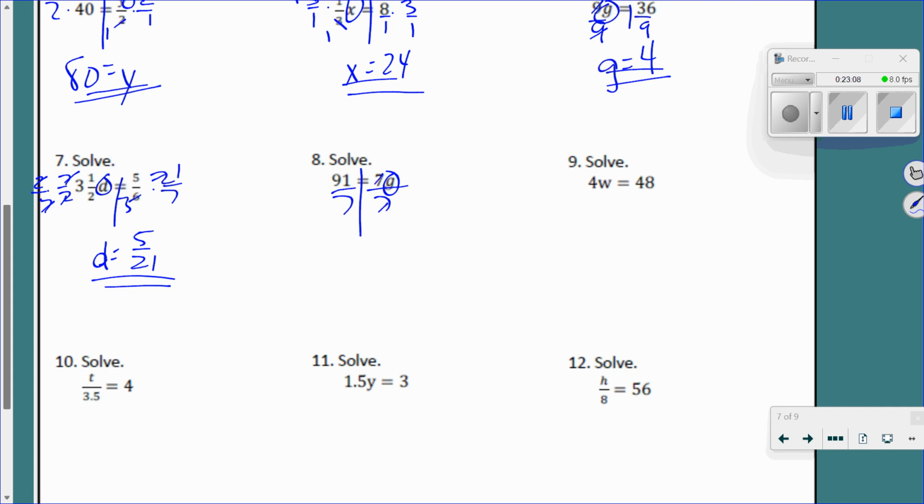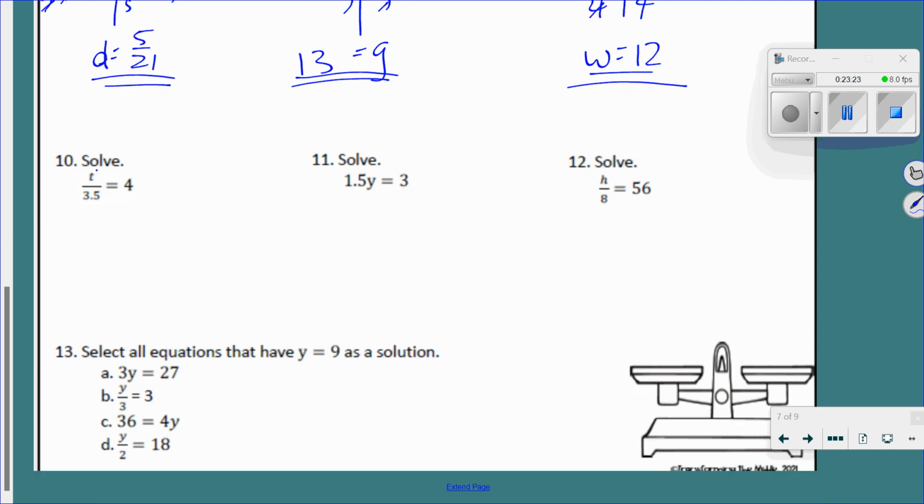Opposite of dividing, multiplying by 4 is dividing by 4. Those go away. That's 12. Opposite of dividing by 3.5 is multiplying by 3.5. These go away. T equals 12. Opposite of multiplying by 1.5 is dividing by 1.5. These go away. Y equals 2.